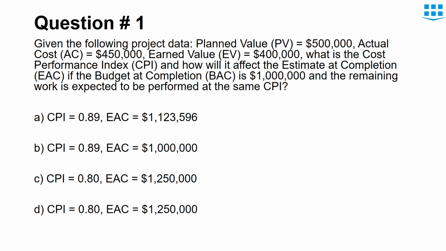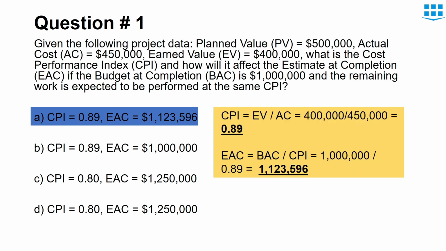So, here you can pause the video and solve the question. So, the right answer is A. CPI equals 0.89, EAC equals $1.123596 million. Here's the solution.